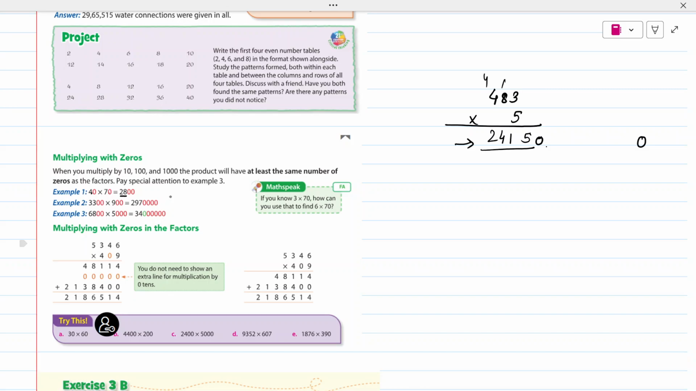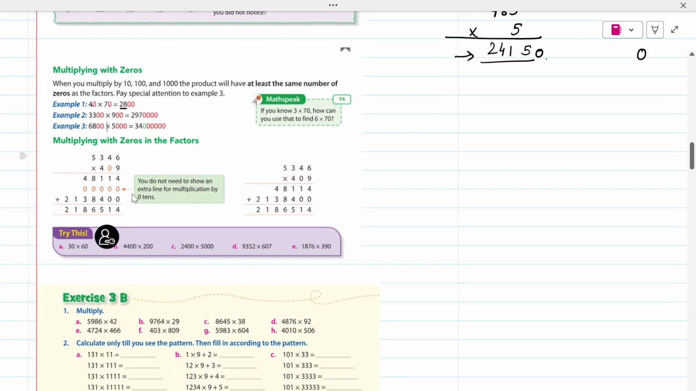Okay. Now there is a scenario where we have 0 in between the numbers, like here 5346 multiply with 409. So the first one we have to do the simple multiplication. In the second one, there is no need to show these zeros. You can also add them, but it's better not to put zeros here. You can just leave these rows.